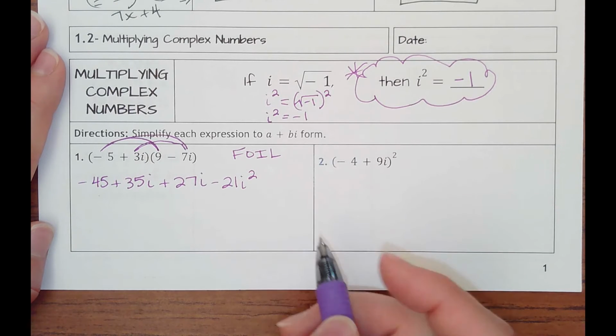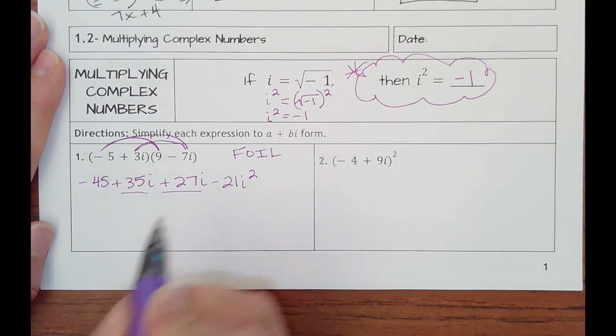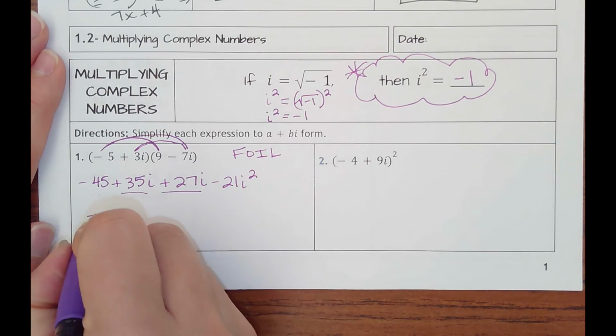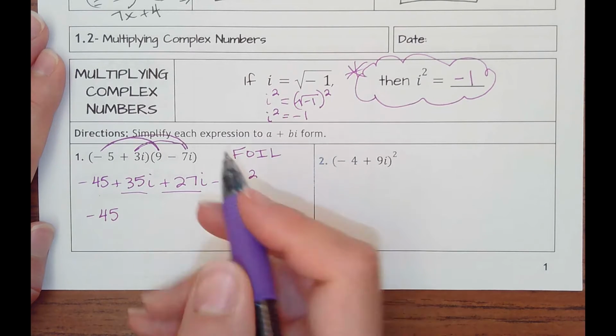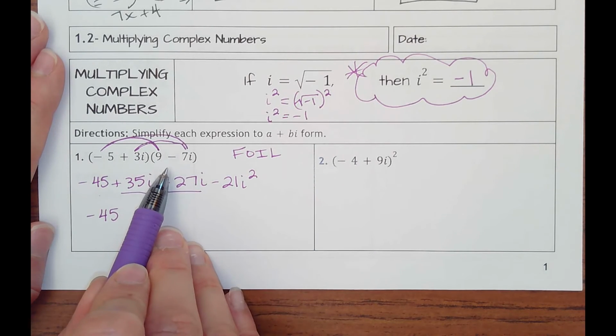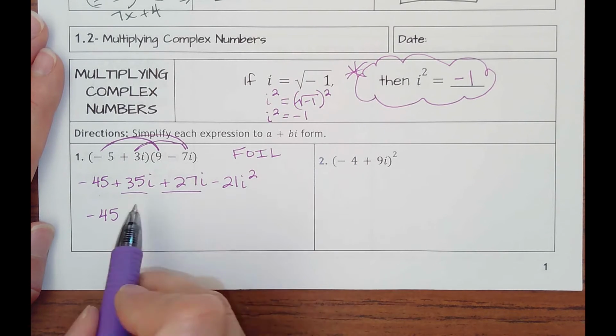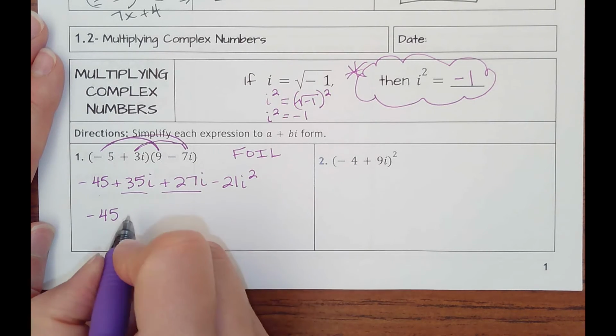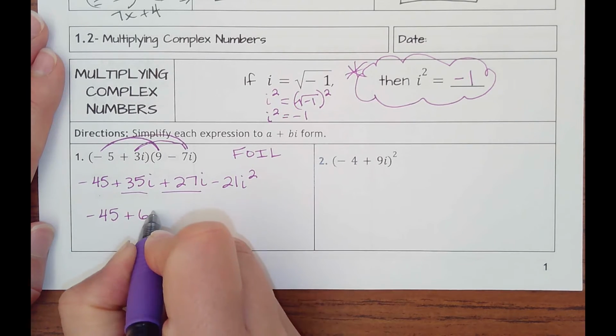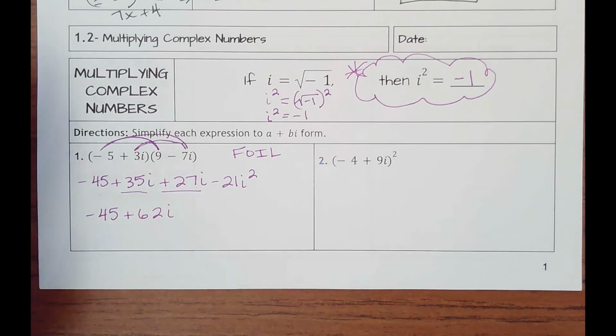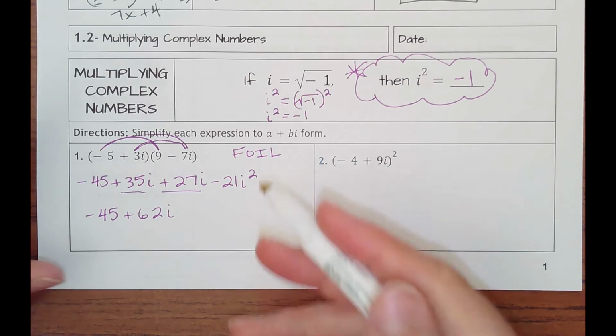Okay, so then what you do from there is the two middle terms need to get combined since they're like terms. So remember, back to FOILing, we can multiply things that are not like terms, but we can't add or subtract things that are not like terms. 35 plus 27 would be 62i.